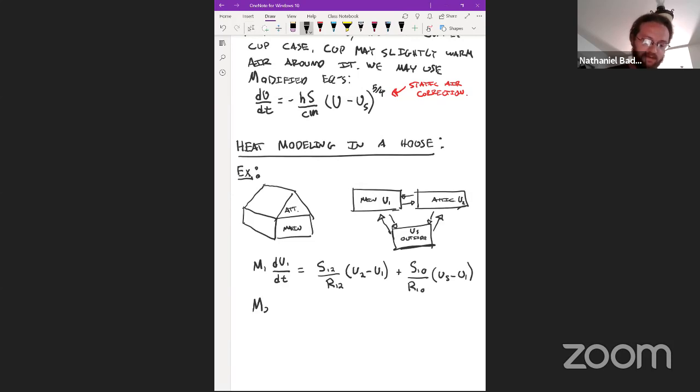And similarly, for the attic, we're going to get S12 over R12 times U1 minus U2 now, plus S20 over R20 times US.